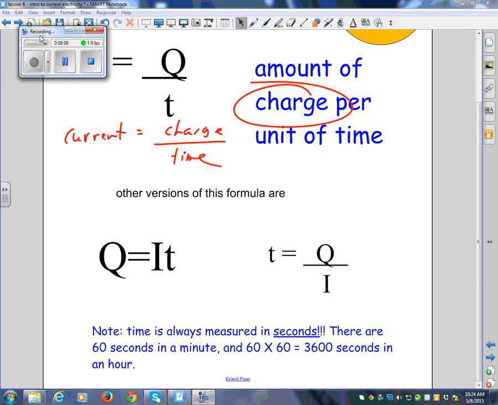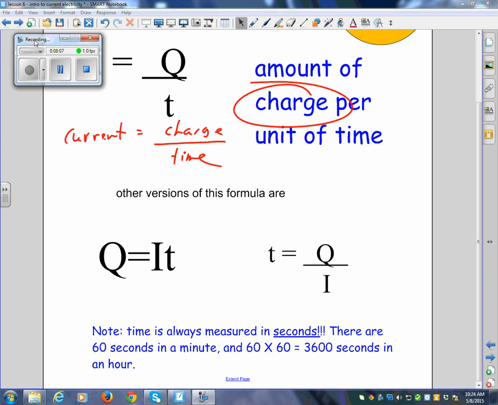I would like you to realize that time is always measured in seconds. And please note that there are 60 seconds in a minute, 60 minutes in an hour, which means there are 3,600 seconds in an hour. One Mississippi, two Mississippi, three Mississippi. So if I count 3,600 Mississippi, that's an hour.